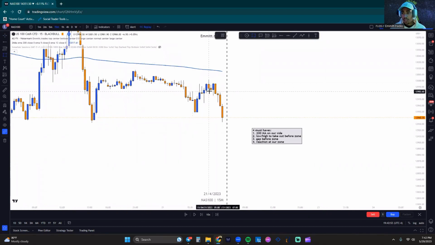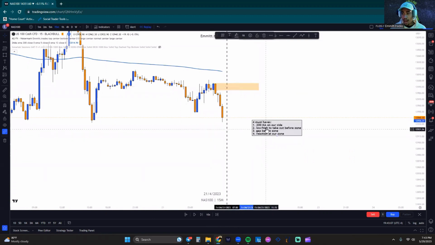So let's go ahead and get into the supply setup, because our 200 is on our side. So we're only looking for supply setups, demand when the 200 is sitting down here. Here's our only 15-minute supply we have. The reason I wouldn't take it as of right now if it were to come up, because it doesn't have a high to take out before getting into the zone. So I need to see something like this. Come up, come down, and then come to take out this high before coming into the zone, and then I'll participate on its way back down.